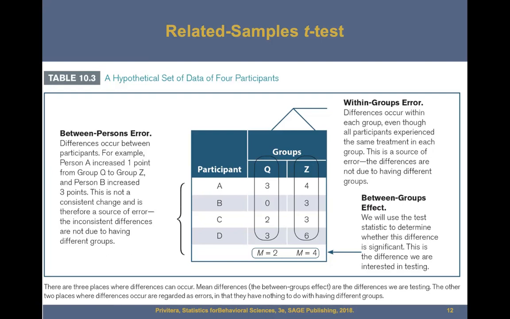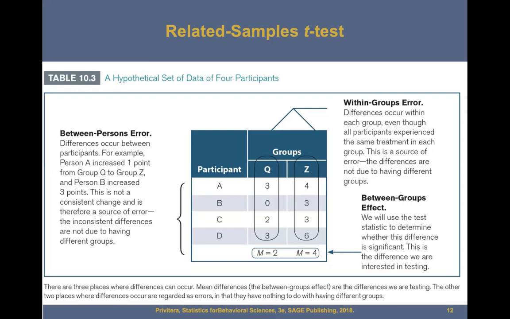For example, person A increased 1 point from group Q to group Z right here. Person B increased 3 points. So this is an inconsistent change and therefore a source of error. The inconsistent differences are not due to having different groups. So we're talking about between persons here, within groups here, and the between groups effect was our mean. Those are the 3 different places where differences can occur.